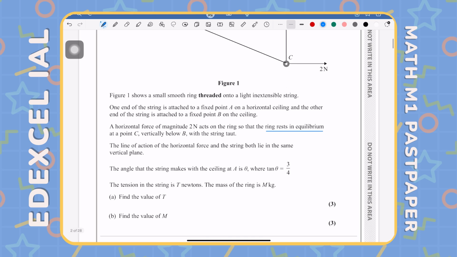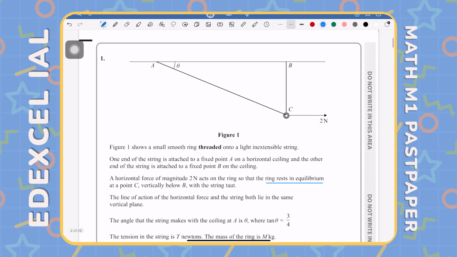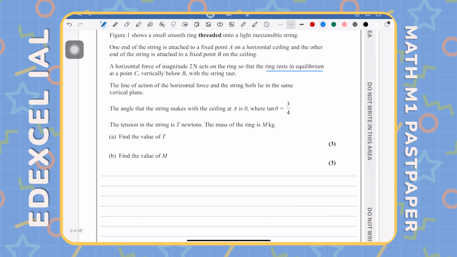The line of action of the horizontal force and the string both lie in the same vertical plane. The angle that the string makes with the ceiling at A is theta, where tan theta is equal to 3 upon 4. All right, this is what the question is talking about. The tension in the string is T newtons. The mass of the ring is m kg. Find the value of T.